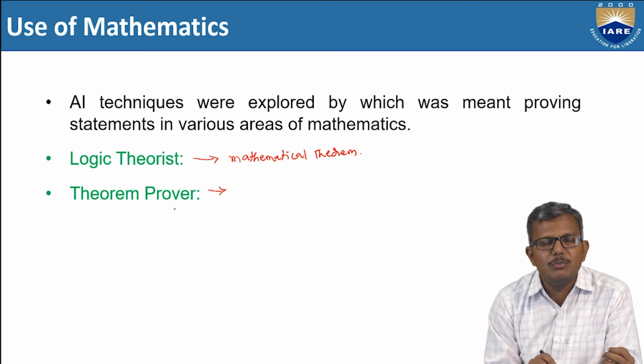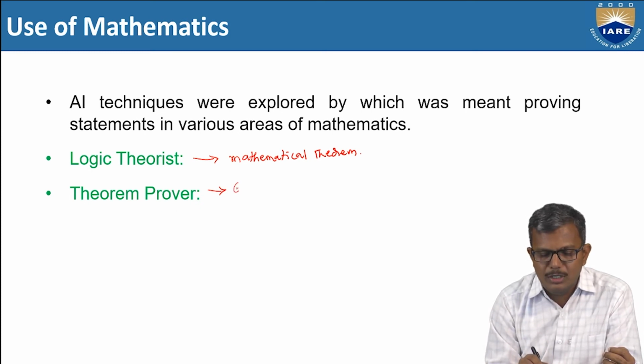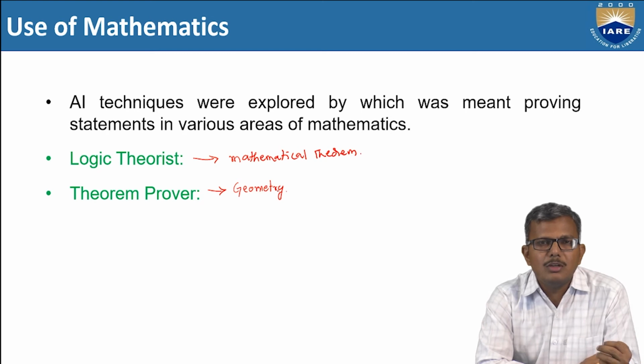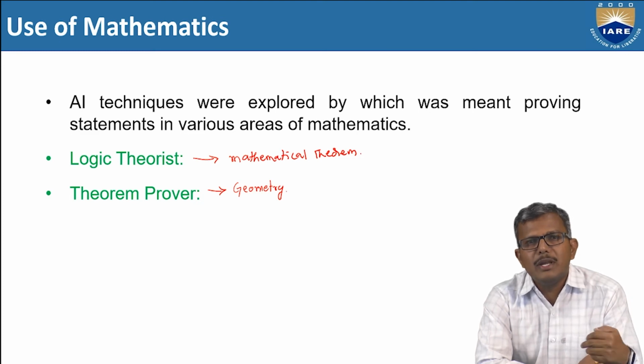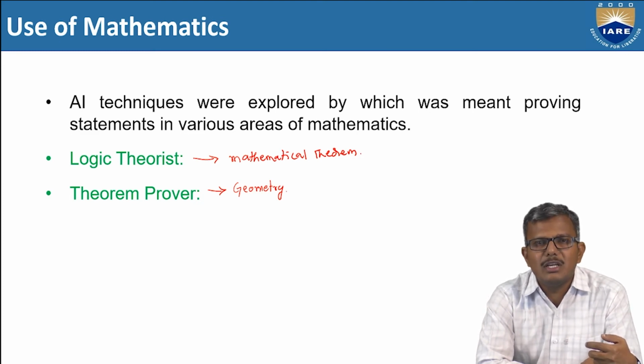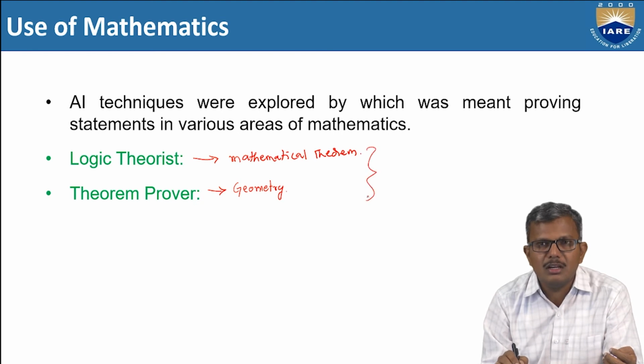Similar to that, there is one more artificial intelligence program called Theorem Prover. This is going to help us in solving geometry kind of problems. So implementing propositional logic and predicate logic is nothing but going forward, extending the knowledge in proving mathematical problems. Of course, we know that all these things were already done in the early 1950s itself.